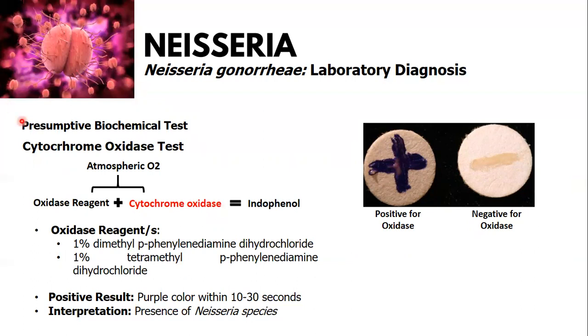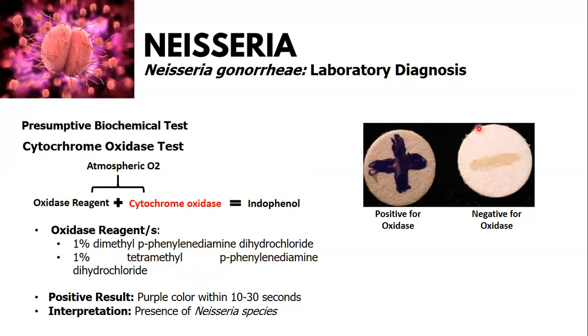So the cytochrome oxidase test determines the presence of the cytochrome oxidase enzyme in the cell membrane of Neisseria. And the cytochrome oxidase enzyme of the organism reacts with the oxidase reagent. And in the presence of atmospheric oxygen, it would result in the formation of an indophenol compound. So there are two reagents that can be used, either of these two. We have 1% dimethyl-paraphenylene diamine dihydrochloride, or 1% tetramethyl-paraphenylene diamine dihydrochloride.